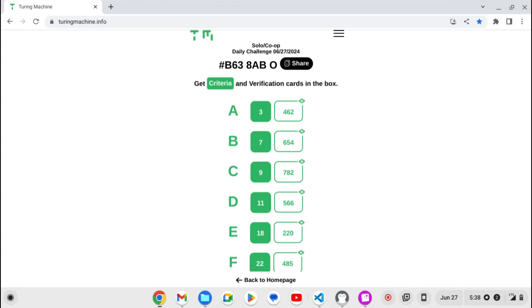Let's begin. Today's June 27th, 2024, and we're solving the Daily Turing Machine Puzzle. Today's puzzle uses the following 6 criteria cards: criteria card 3, 7, 9, 11, 18, and 22. And the puzzle uses the green verification cards. The code above is your way to get more information on today's puzzle by searching the code on turingmachine.info. Let's go solve.